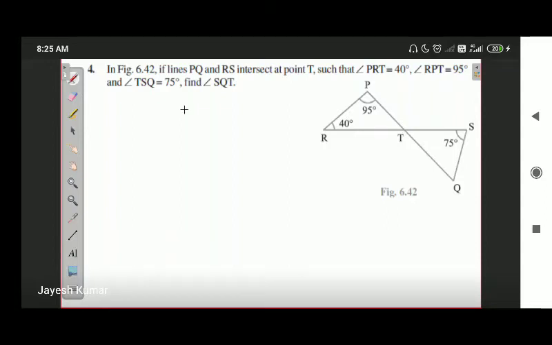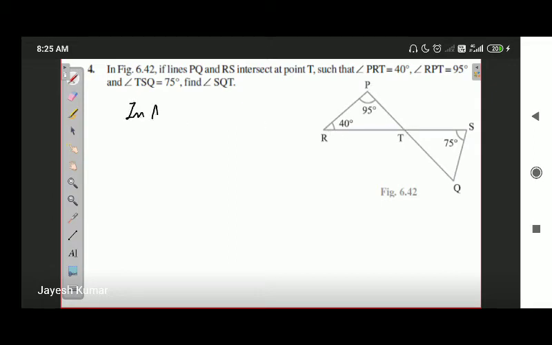Okay, let's start with question number 4. I've already told you to do question number 4 by yourself. Okay, so I'm just going to repeat it quickly. I'm just going to introduce the concept regarding this question number 4 and you can figure it out by yourself. In question number 4, first of all, you will take triangle PRT.